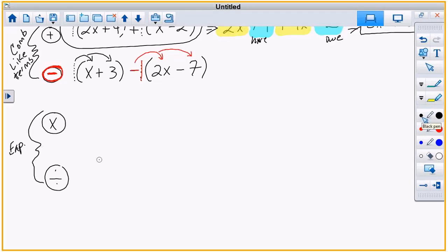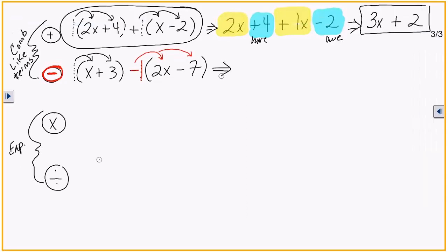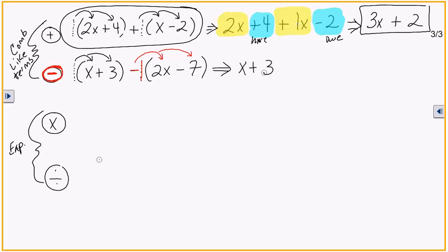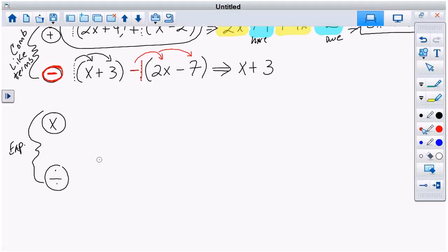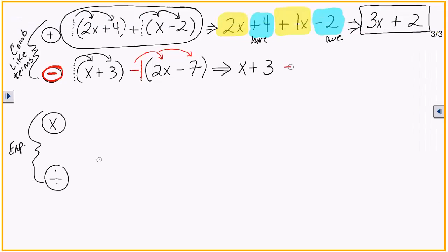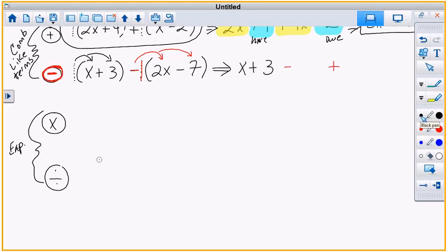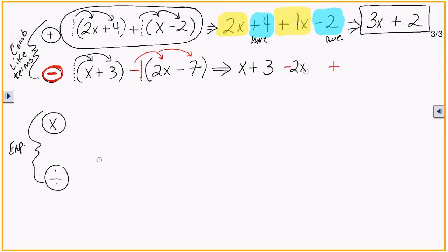And we get, well, that's going to be x plus 3. And then we're going to have a red negative here and a positive here because that negative changes the sign of everything. And that's going to be a 2x and a 7.